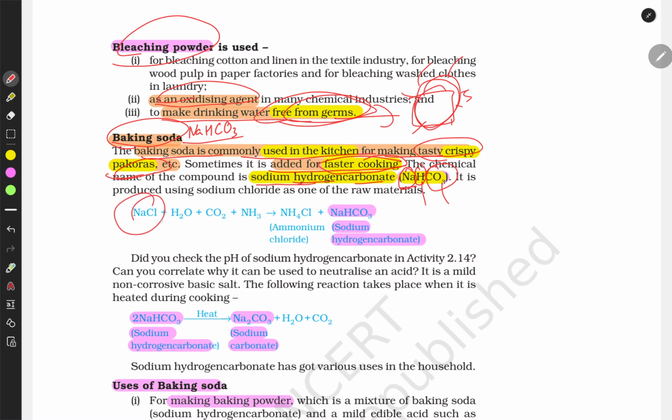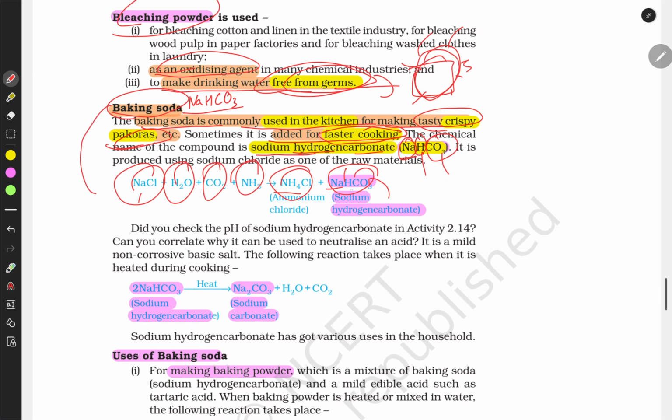So when NaCl, sodium chloride, reacts with water, carbon dioxide and ammonia, it forms ammonium chloride and sodium hydrogen carbonate. This is called baking soda, sodium hydrogen carbonate.